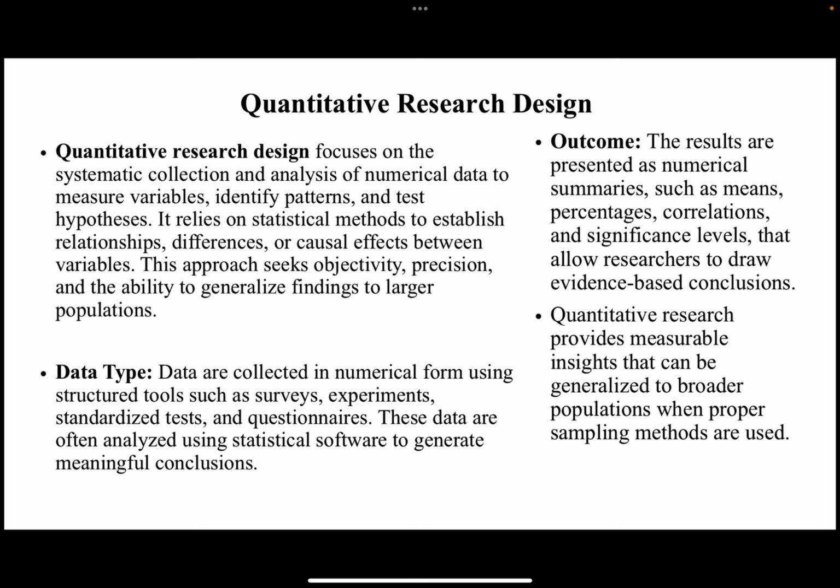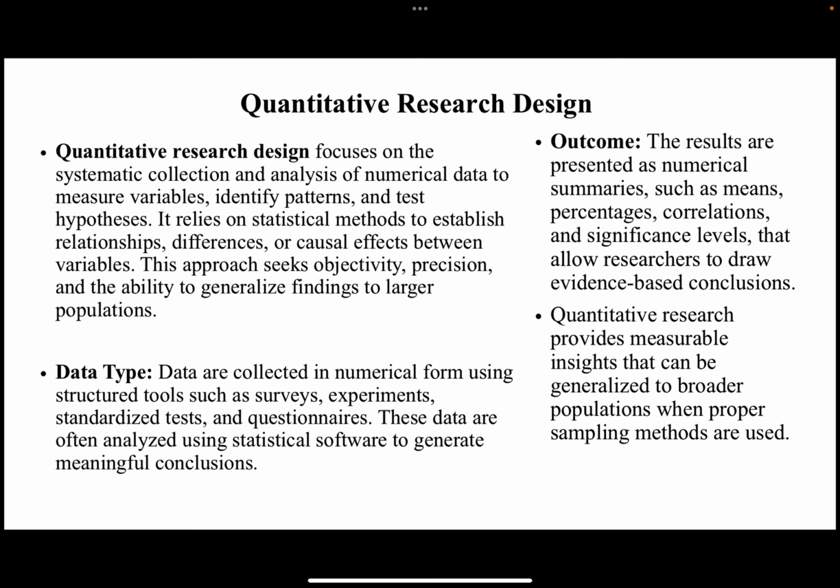Is that okay? Again, quantitative research can enable you to measure variables precisely. And like I said earlier, quantitative research is very useful when you are testing theories or you want to establish causal relationships. So in summary, quantitative research design focuses on the systematic collection and analysis of numerical data to measure variables, identify patterns, prevalence, test hypotheses, and all that.